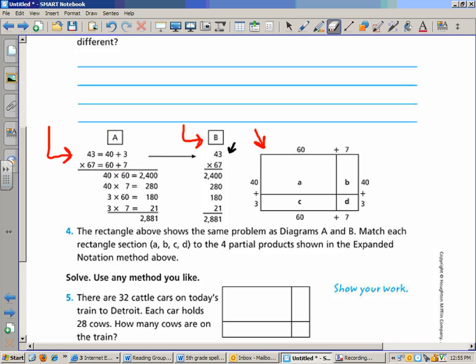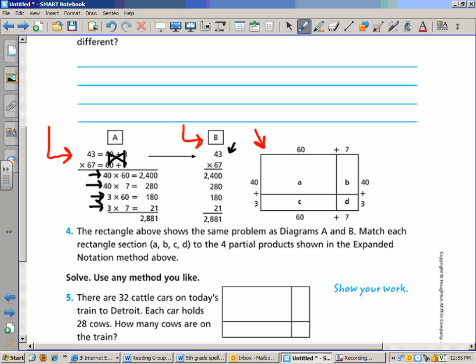When we're looking at this multiplication, then we're going to start with our multiplying. We're going to multiply 40 times 60. That's going to give us our 2,400. And then we're going to take 40 times 7, which is 280. And then we take our 3 times 60, making that bow tie up above, 18 or 180. And then last but not least, 7 times 3 is 21.